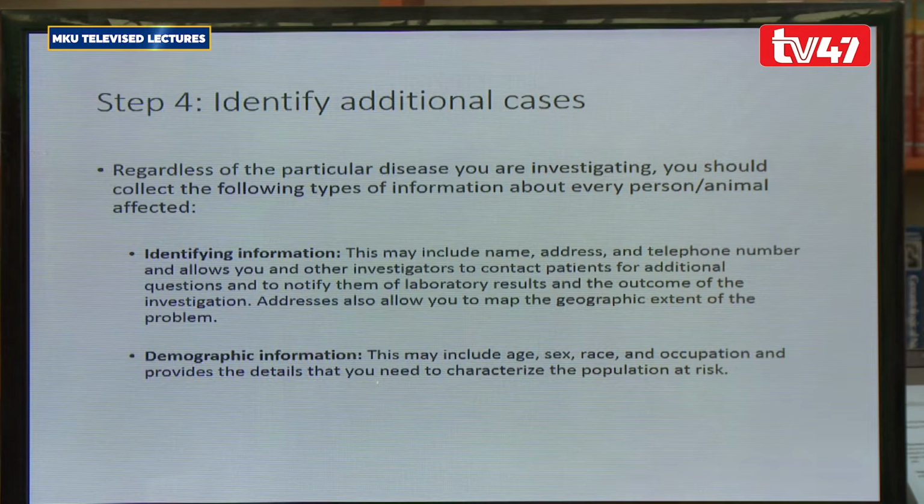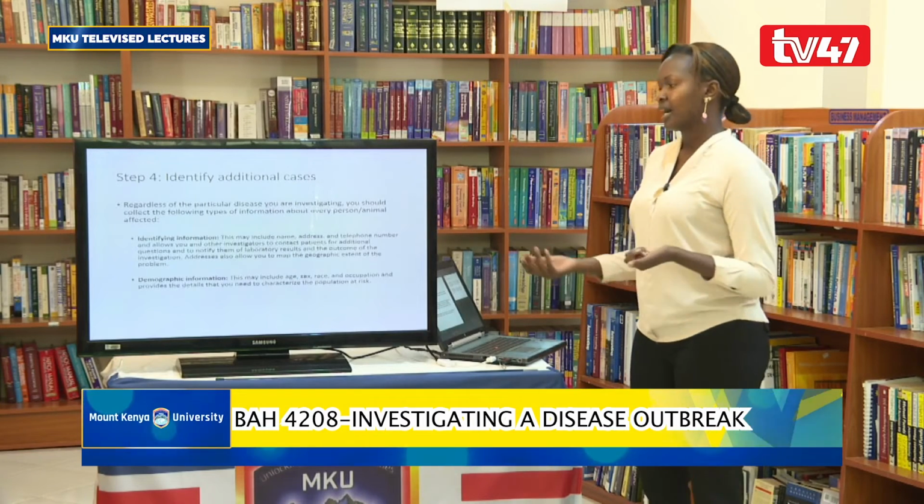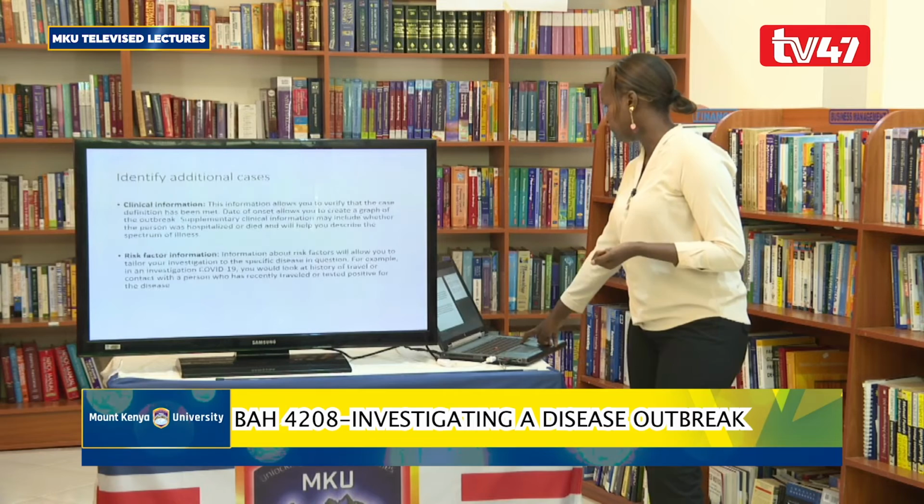Step number 4 is identification of additional cases, and this is again a very important step because this is where you catch as many cases as is possible. So regardless of the disease you're investigating, you should collect as much information as possible. You start with the identification information of the person who is suffering, the name, the address, the telephone number, where they are coming from. The demographics, the age, the sex, the race, occupation, and all that. And maybe even hobbies, because there are people who have hobbies of traveling, and those will be at a higher risk for contracting a disease such as COVID-19.